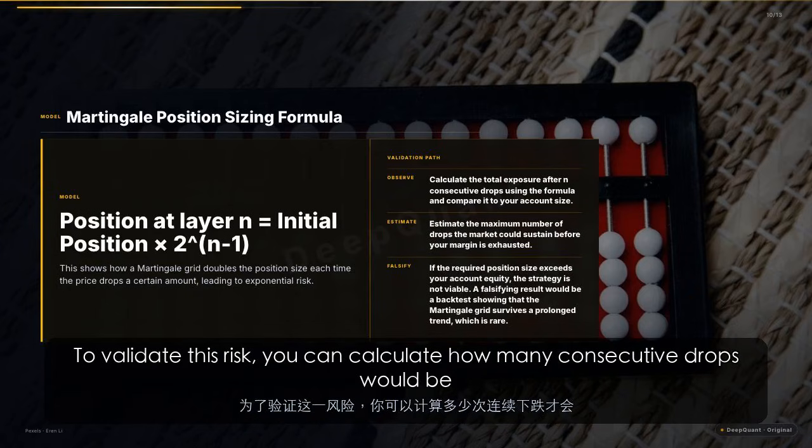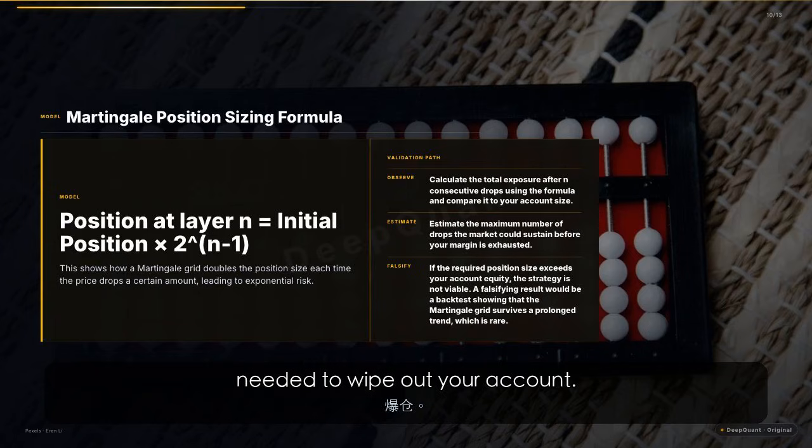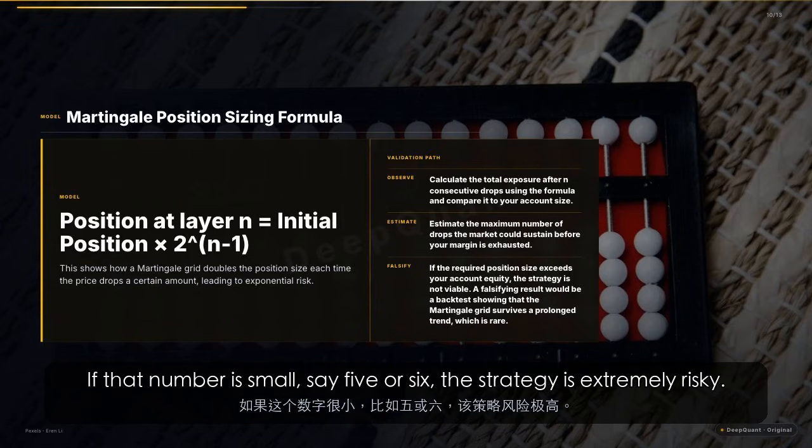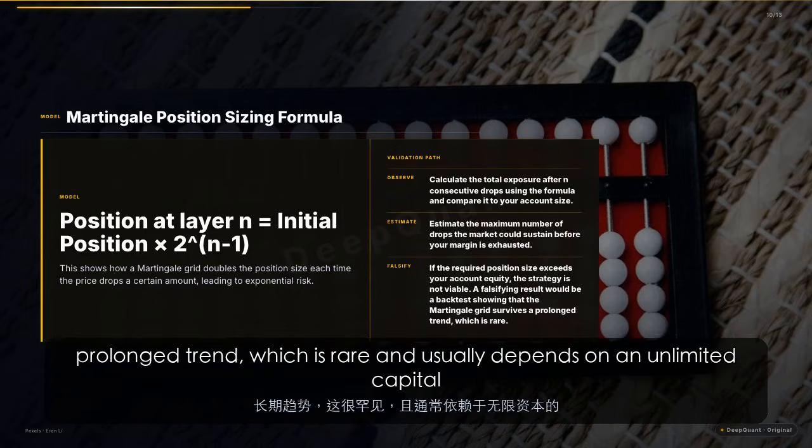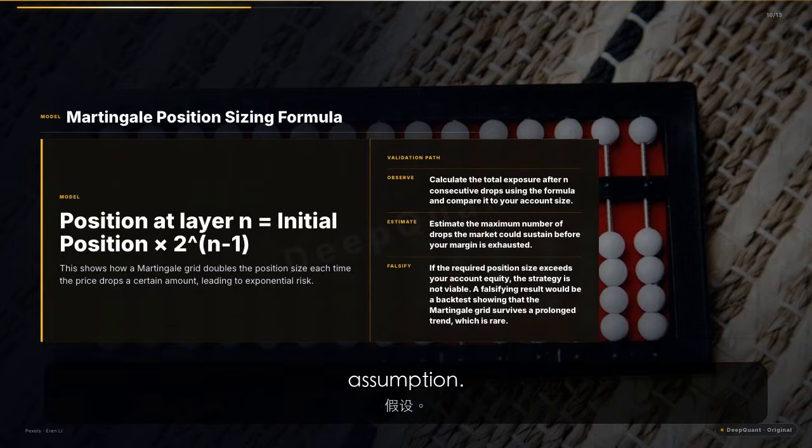To validate this risk, you can calculate how many consecutive drops would be needed to wipe out your account. If that number is small, say 5 or 6, the strategy is extremely risky. The only way to falsify this is to find a Martingale grid that survives a prolonged trend, which is rare and usually depends on an unlimited capital assumption.